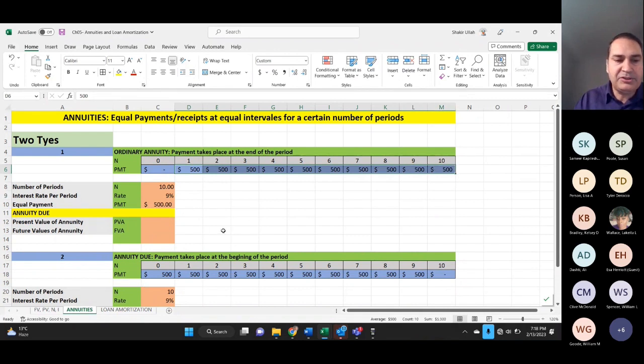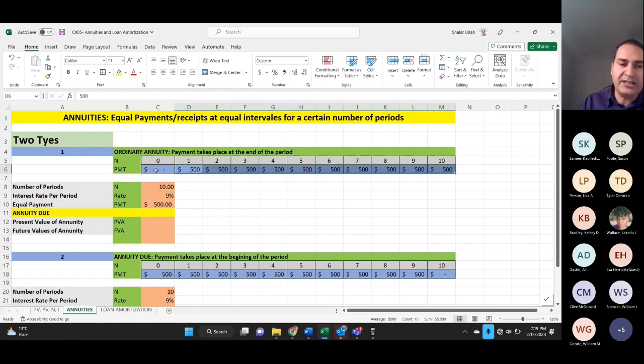Remember in the previous formulas, we were putting that zero for the payment. Now that payment is not zero, it is a number right here, 500. What will be the present value of this annuity? What that means is that if you have to receive $500 each month for the next 10 months, of course, nobody's going to give that money to you for free. You might have made an investment at the beginning. How much would that investment be?